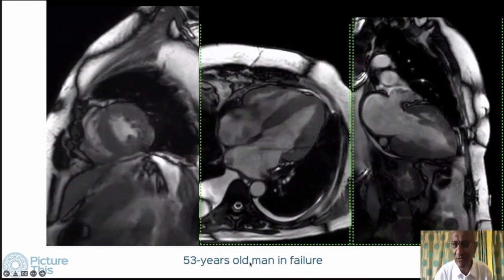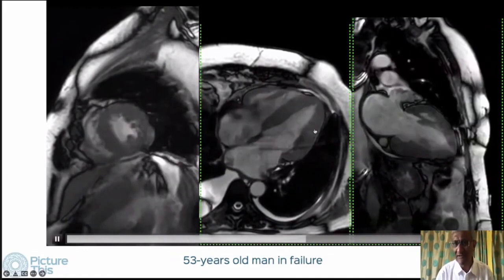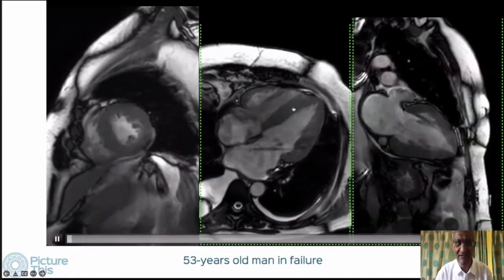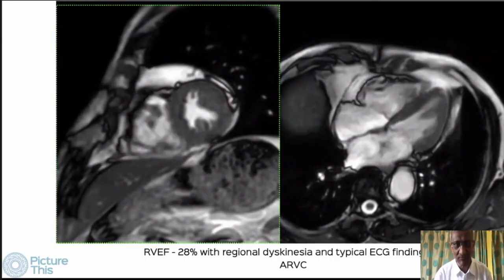This is a 53-year-old man in failure. There is thickening of the myocardium, and that's the abnormality. So clearly this does not fit into ARVC. High T1 values, abnormal enhancement patterns that are typical of amyloidosis. And so this is an infiltrative cardiomyopathy.